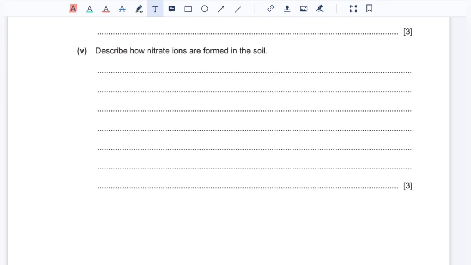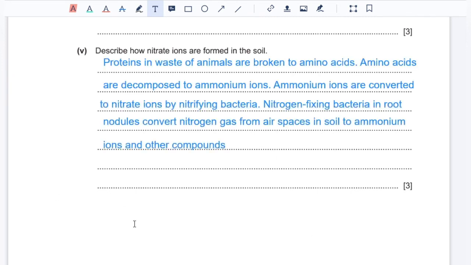Other than this, nitrogen-fixing bacteria in the root nodules can also convert nitrogen gas from the air spaces in the soil to ammonium ions and other ions like nitrate ions in the soil.